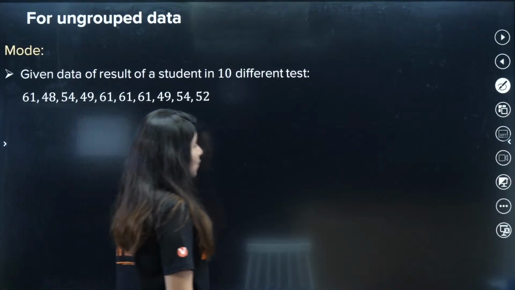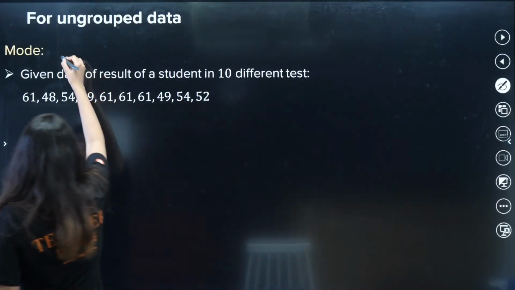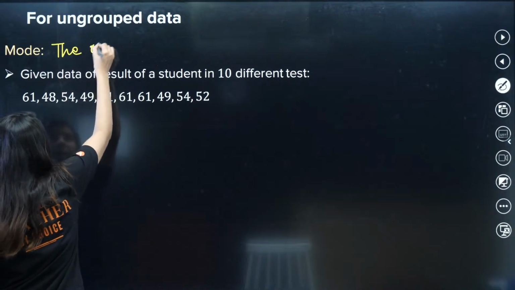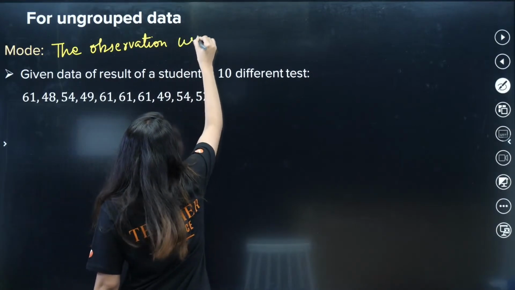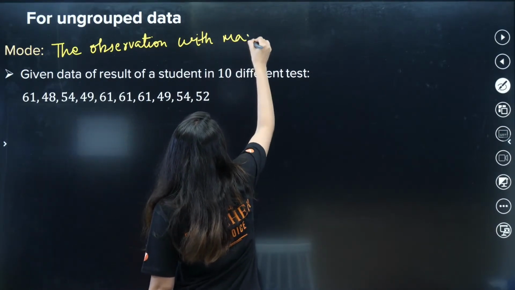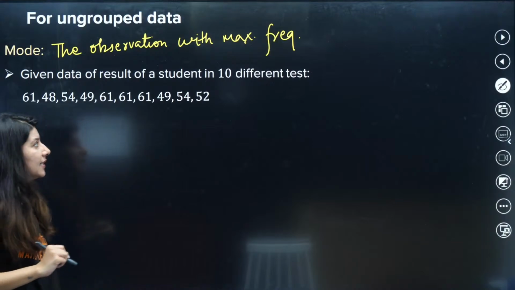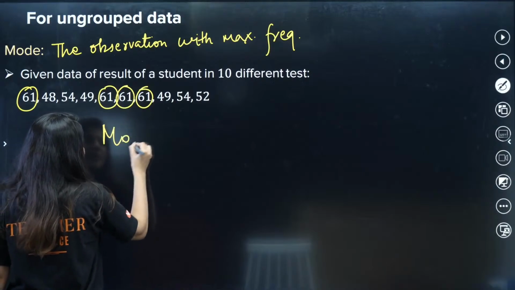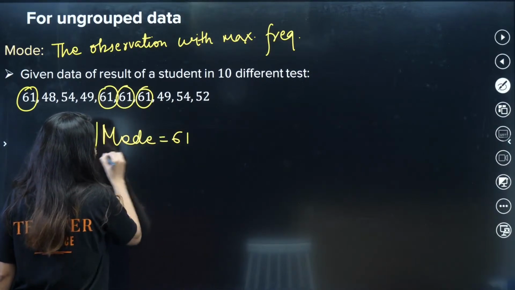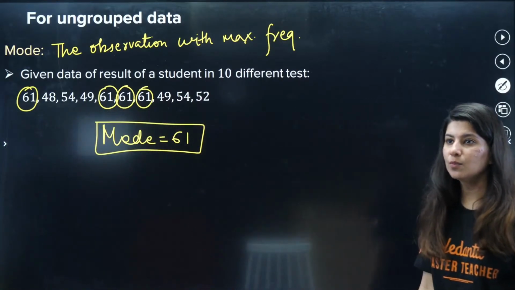And what about mode? Mode is nothing but the observation with maximum frequency. We can clearly see that the mode in this case would be 61 because 61 is occurring 4 times. So that's how we calculate mode.